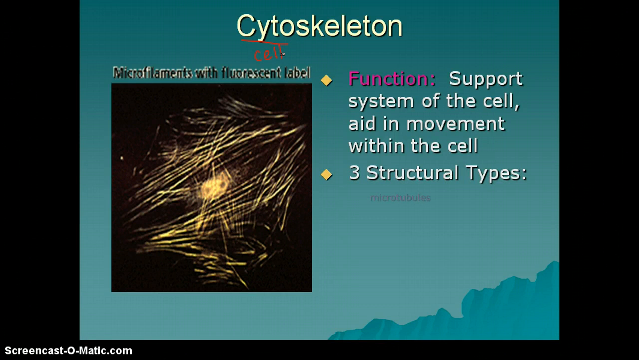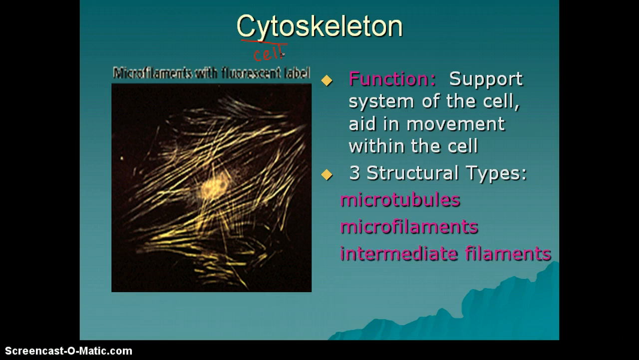There's three main structures in here: microtubules, microfilaments, and intermediate filaments. You don't really have to know the difference between them, but you might see different ones labeled in a cell picture.